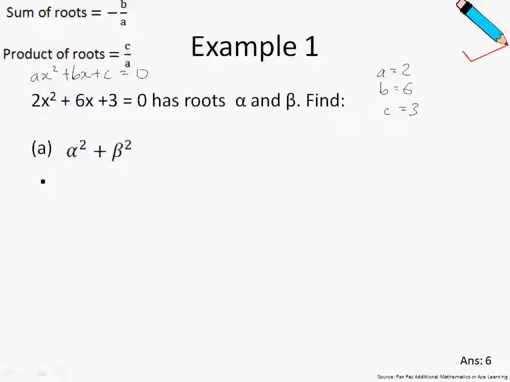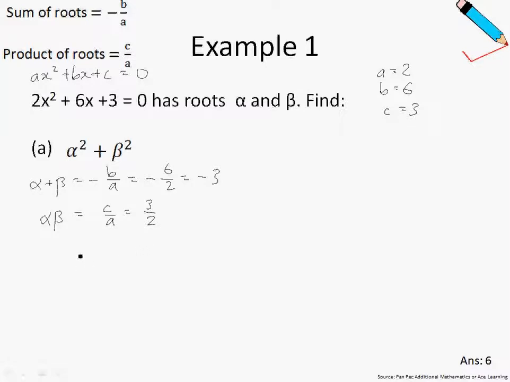Using the formulas at the top left hand corner of the screen, I will see that the sum of roots, which is alpha plus beta, is negative b over a, which is simply negative 6 over 2, and this can be simplified to become negative 3. Next, the product of roots is given as alpha times beta, which is c over a, and since my c is 3 and my a is 2, this is just 3 over 2.